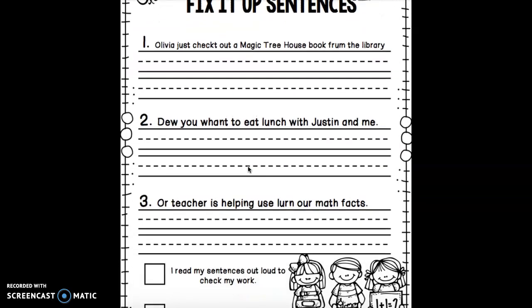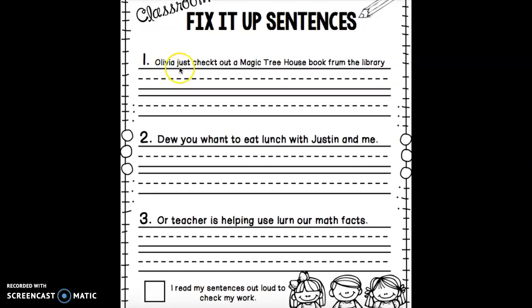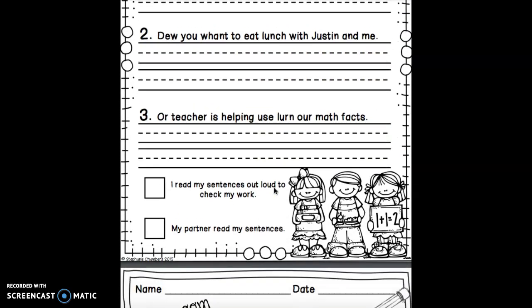On the back side, number 1 says, Olivia just checked out a Magic Tree House book from the library. So think about your checks, what needs to be fixed. Rewrite it neatly on the lines. Number 2, do you want to eat lunch with Justin and me? Think about the checks, rewrite it neatly on the lines.